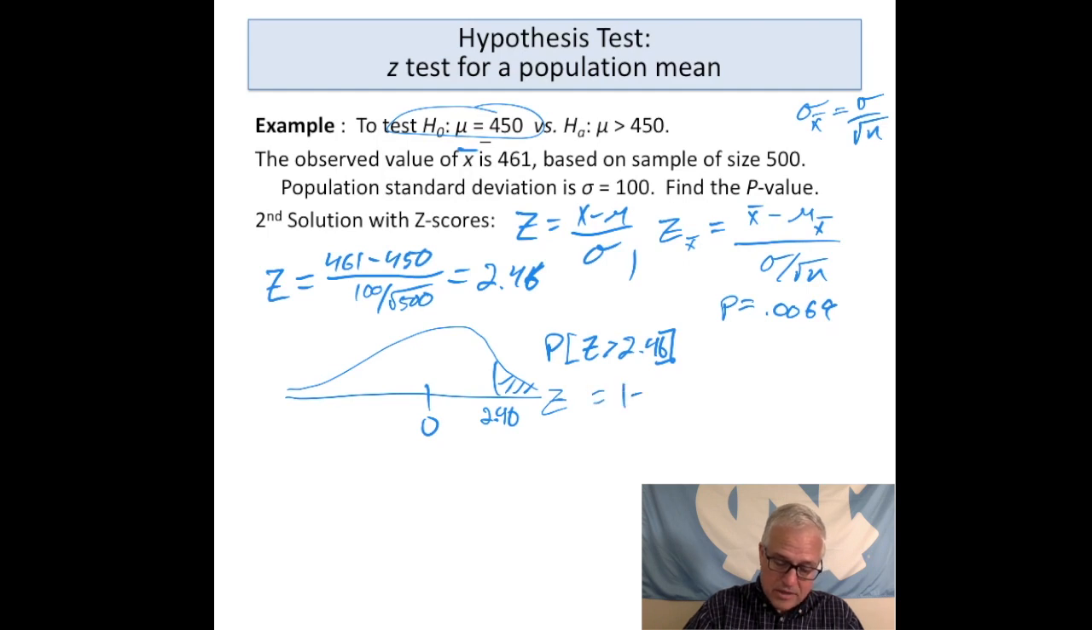This is 1 minus norm.dist. You may know other ways to do it, but this is one way to do it. Norm.dist of 2.46, 0, 1. Whoops. Let's see if I can erase live on the fly here. I have to say, that was a pretty good erasing job. Okay, 1 and then true. True or 1, we can put whatever we want there. And if you do that, you'll get 0.0069.